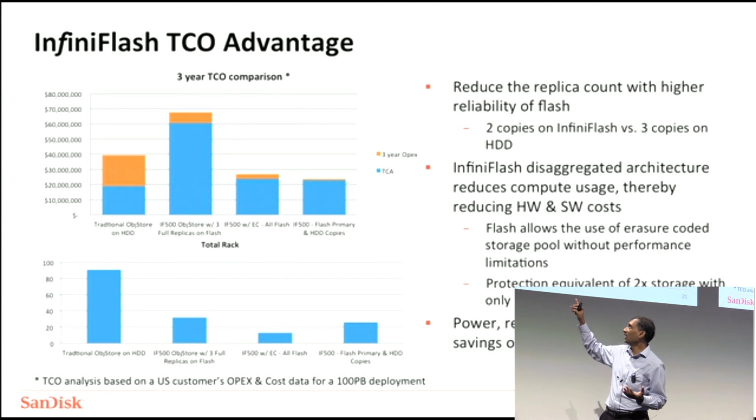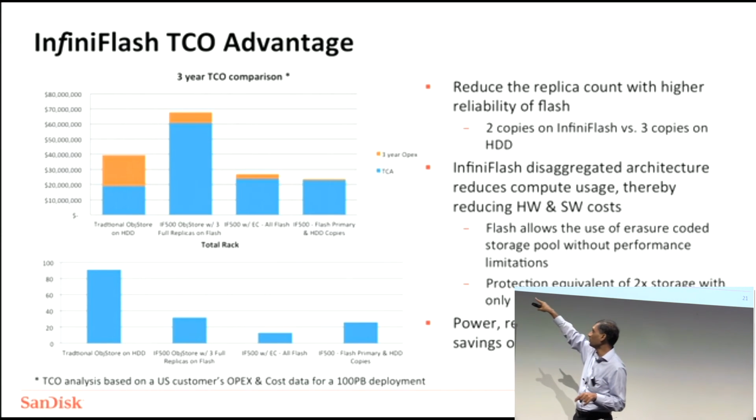So they find it to be very cost competitive, and it's actually even cheaper when you compare the 3-year OpEx with an all-flash erasure coding. And the last one is basically primary on flash and hard drives, which they're not going to do. But I just want to give you a comparison that they did. And the primary factor affecting the cost is really in the bottom graphs.